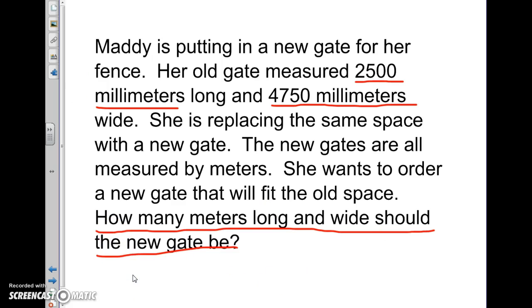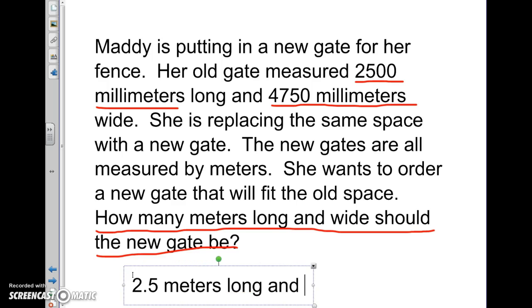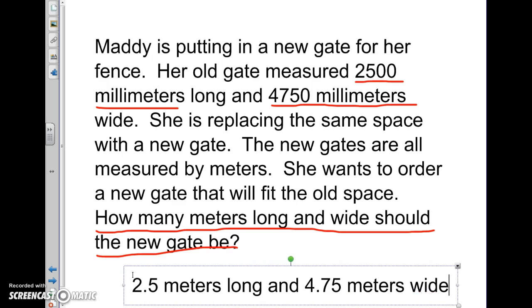So our final answer here, remember the question is how many meters long and wide? It's going to be 2.5 meters long and 4.75 meters wide. That's our final answer.